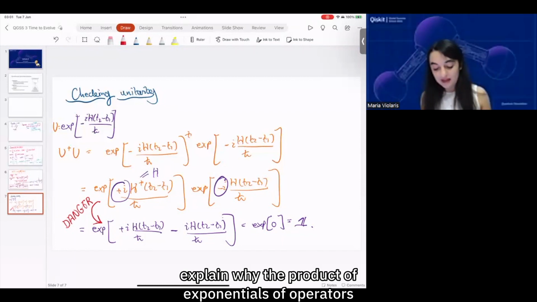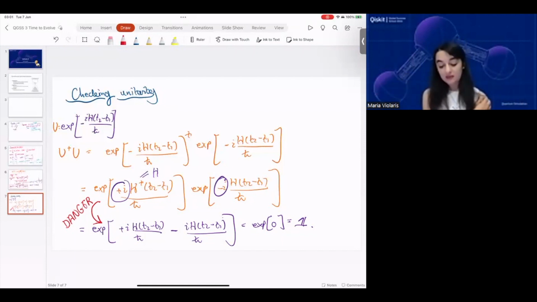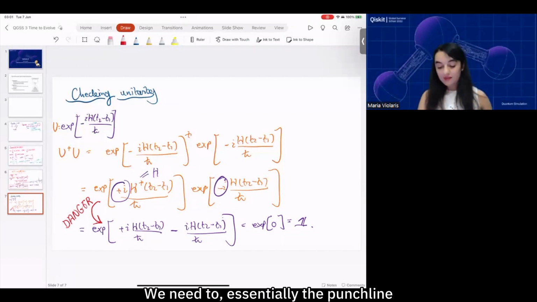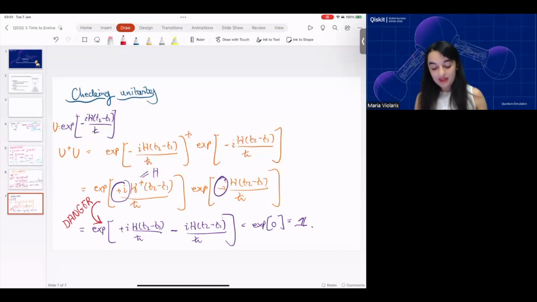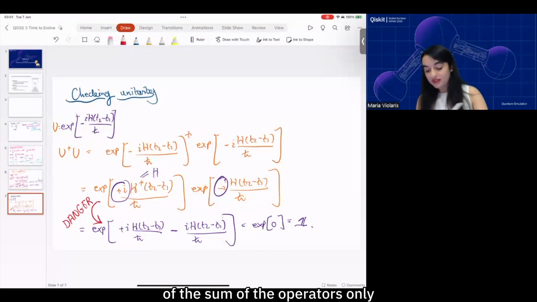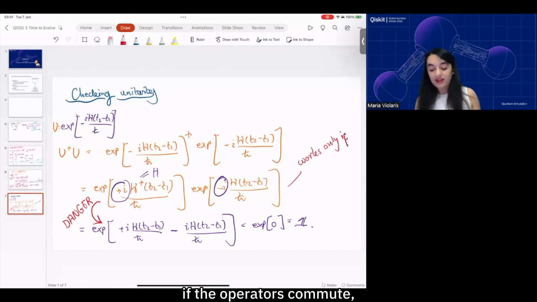Explain why the product of exponentials of operators isn't always the same as the exponential of the sum of those operators. Essentially the punchline is that the product of the exponentials is the exponential of the sum of the operators only if the operators commute.